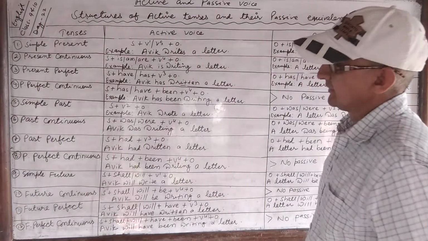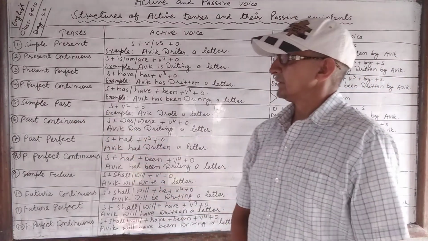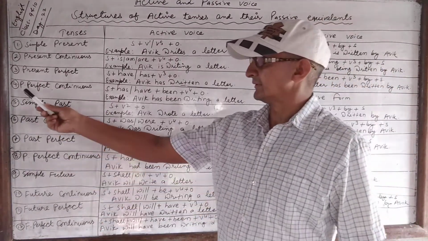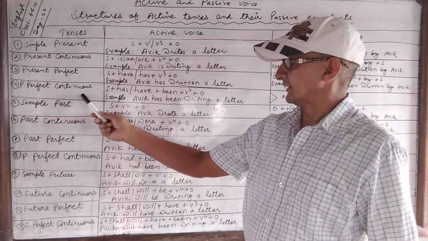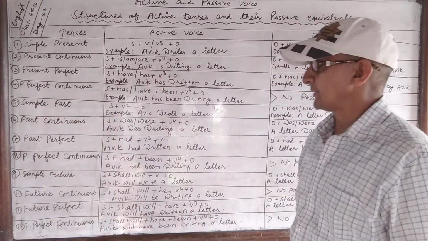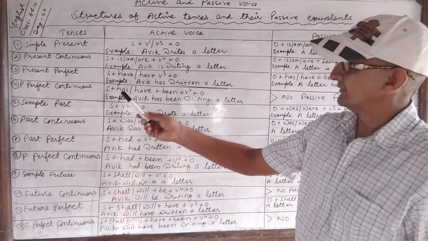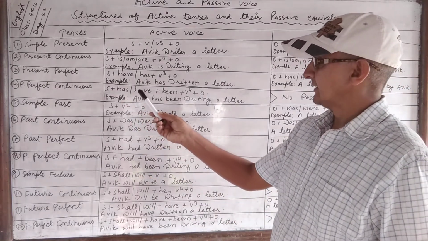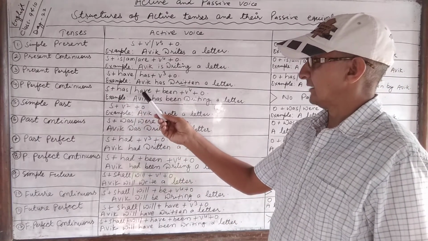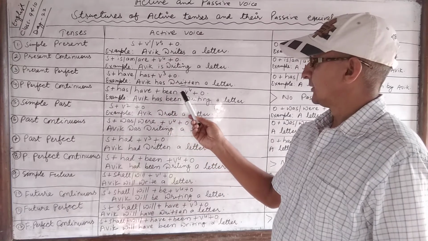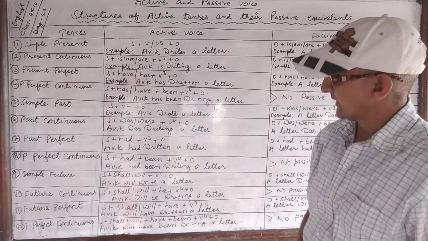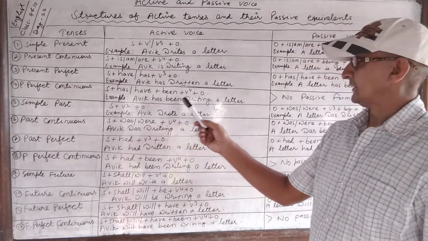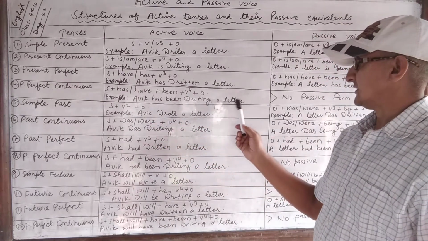The next is present perfect continuous tense. The structure of present perfect continuous tense is subject plus has or have, plus been, plus V-ing, plus object. The example is, Avik has been writing a letter.